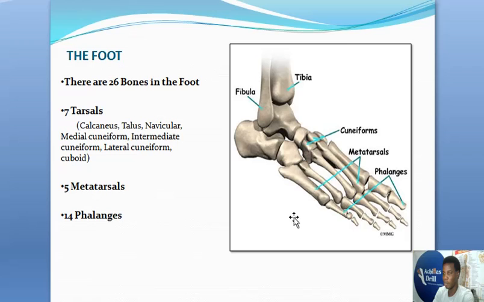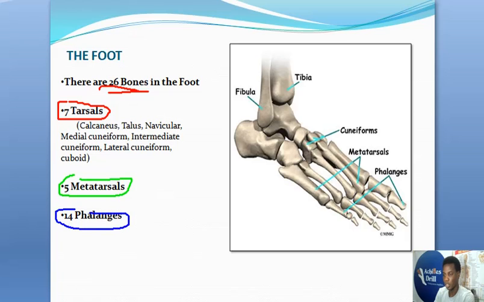Let's talk about the bones of the foot. There are 26 bones in the foot to start with, divided into 7 tarsals. We also have 5 metatarsals, and then lastly we have 14 phalanges. Don't worry, I'll walk you through each of these.